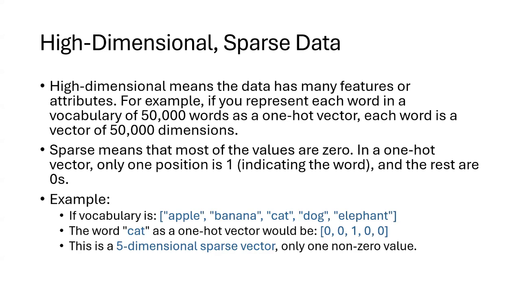Suppose we have a vocabulary of 5 words: apple, banana, cat, dog, and elephant. If you want to depict a word, how will we depict it? We will write 0, 0, 1, 0, 0. This is called a one hot vector because it only represents the position of the cat. It does not provide more information about it. No other feature information is available, only the position. There is only one non-zero value, so it does not provide much information about cat.